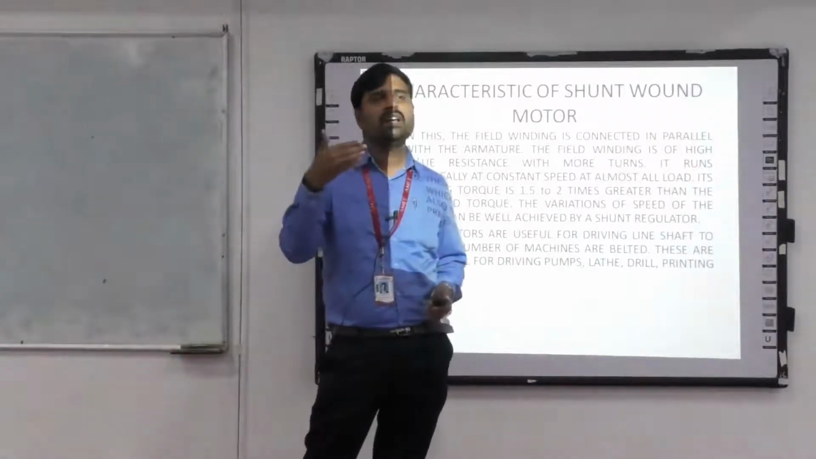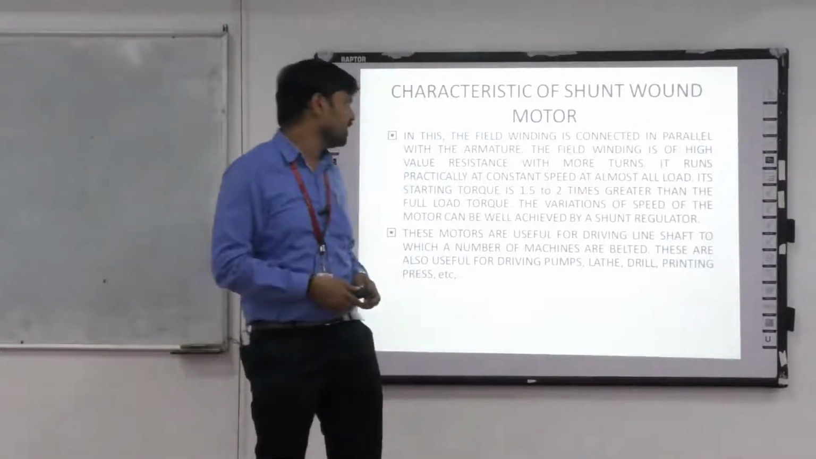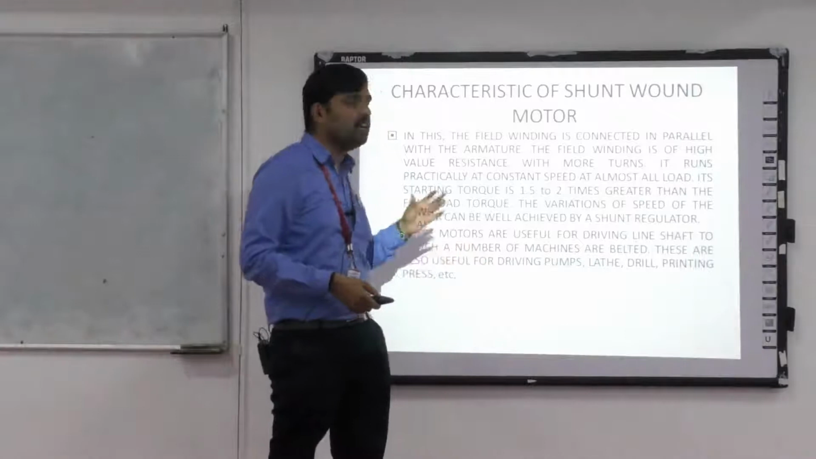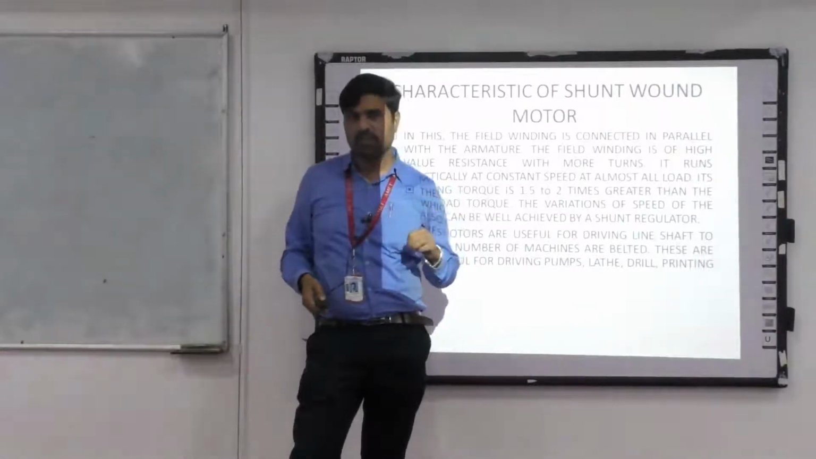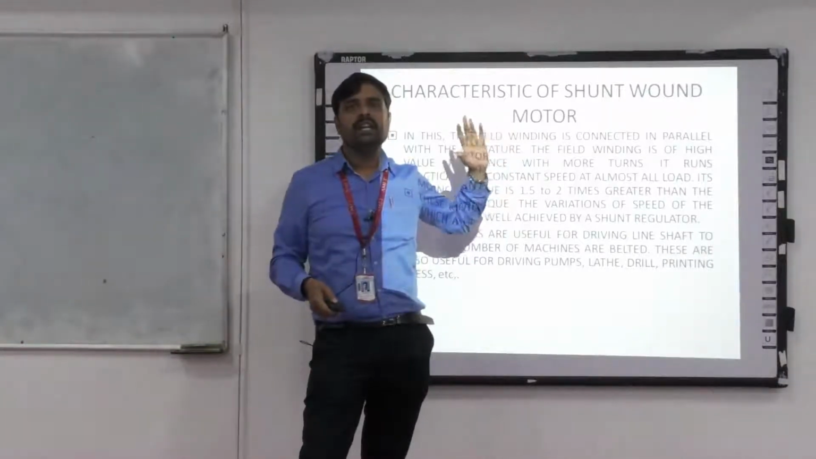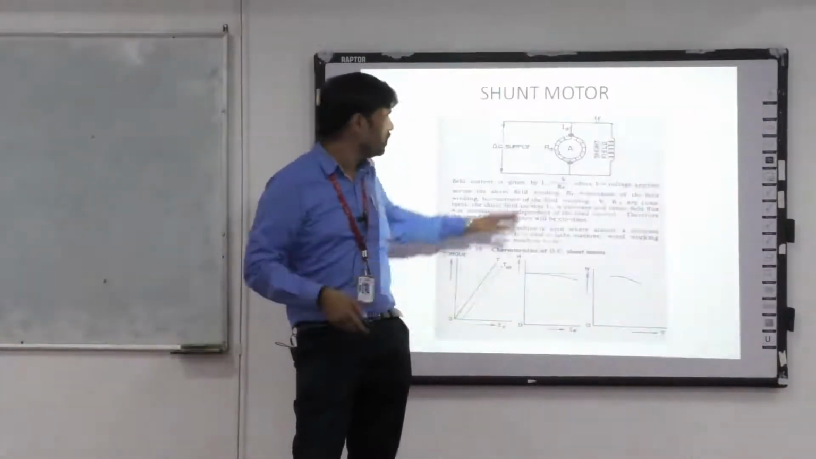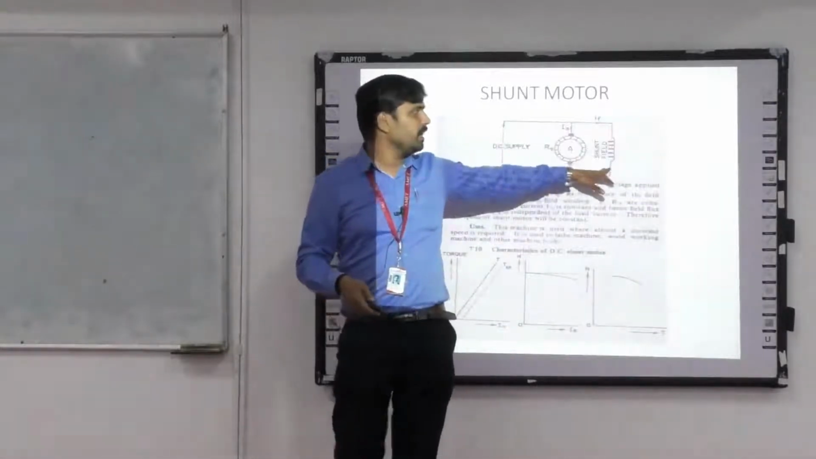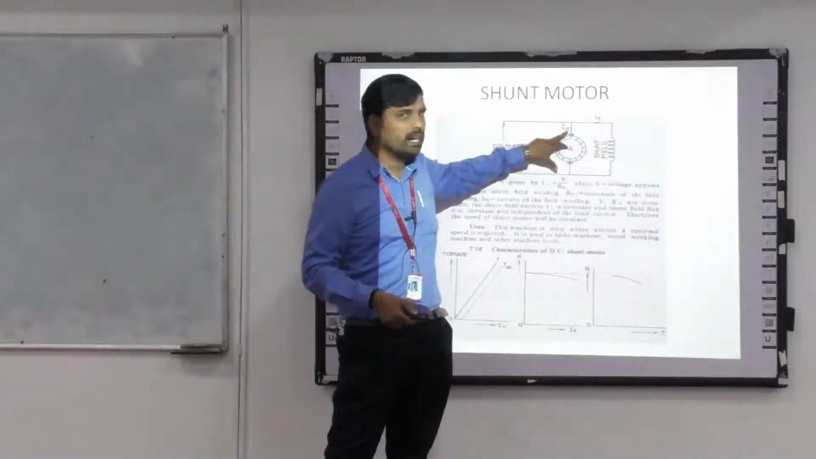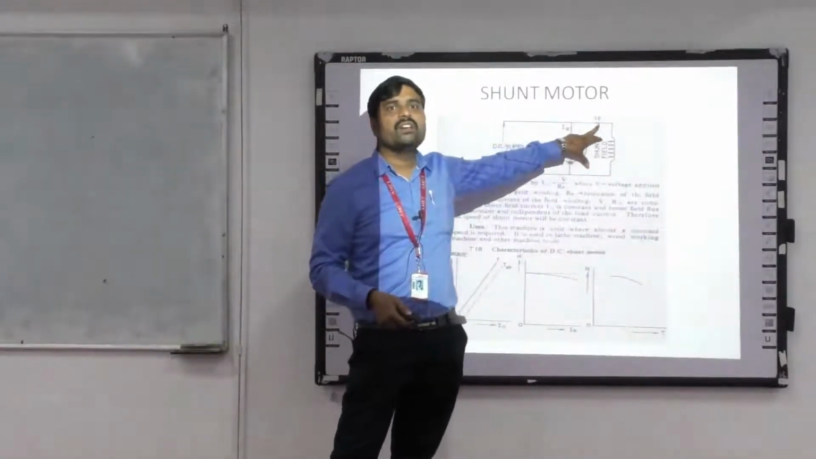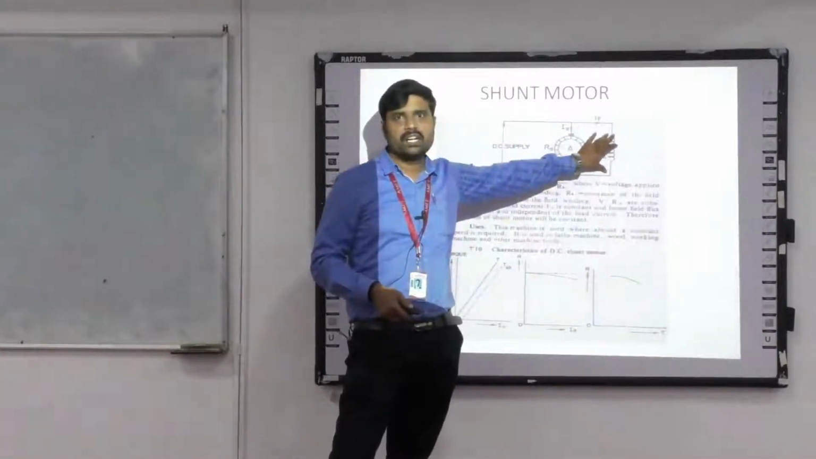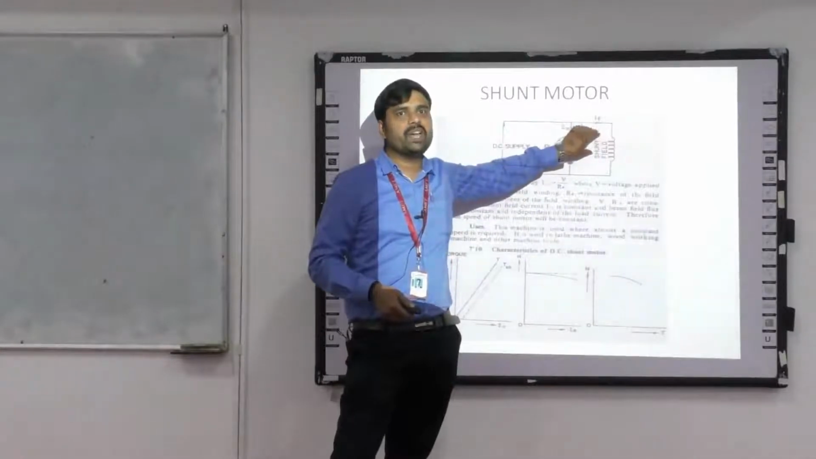If you are going for constant speed operations, for example lathe, drill, printing press and driving pumps, we can use a constant speed motor. Which motor should be used? Constant speed is given by the shunt motor because the field winding is connected in parallel. Whatever supply is given, the current is divided into two currents: one is armature current, another is field current. The field current is a parallel operation. The field current is constantly maintained, so the flux is maintained constant.